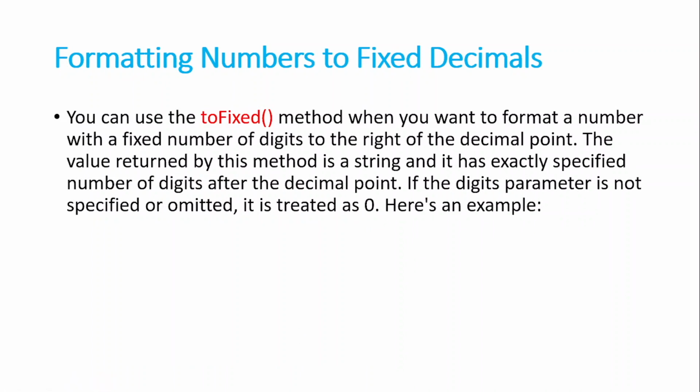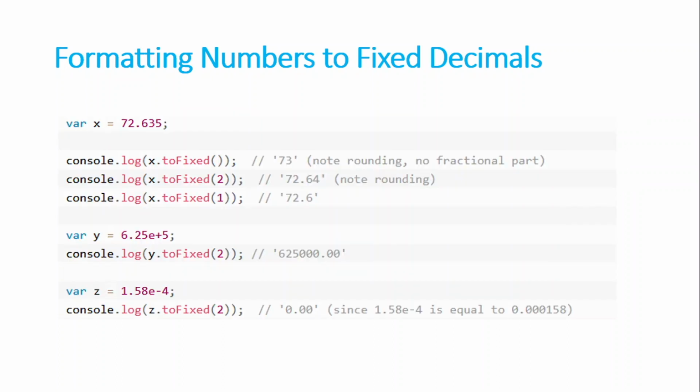We also have this toFixed method. This is used when you want to format a number with a fixed number of digits to the right of the decimal point. The value returned by this method is a string, and it has exactly the specified number of digits after the decimal point. So you specify how many digits you want after the decimal point. If the digits parameter is not specified or omitted, it is treated as 0.